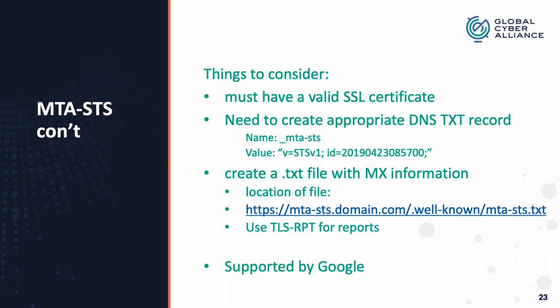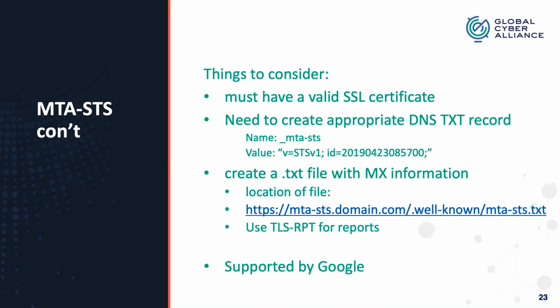The location is mta-sts.yourdomain/.well-known/mta-sts.txt. So if you want to look up ours, we actually have one up and running. You can go to mta-sts.globalcyberalliance.org/.well-known/mta-sts.txt, and you can see our MTA-STS.txt file, right? And you can see what we have there.